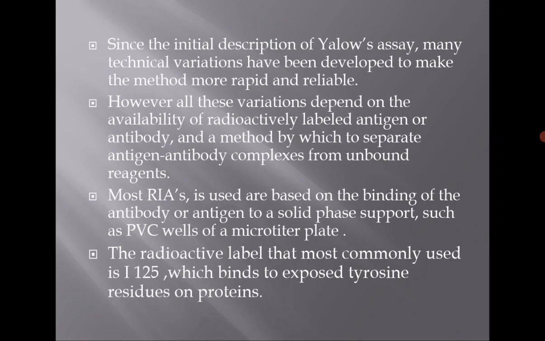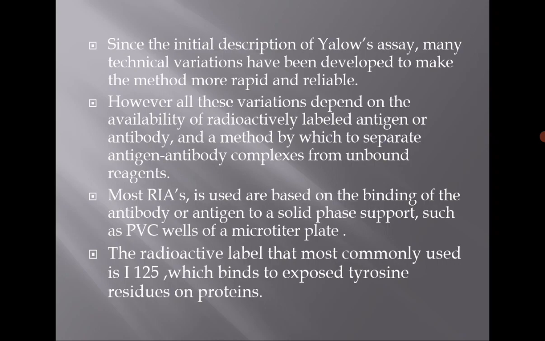However, all these variations depend on the availability of radioactively labeled antigen or antibody and a method by which to separate antigen-antibody complexes from unbound reagents. Most RIAs, that is radioimmunoassays, are based on the binding of the antibody or antigen to a solid phase support, such as PVC wells of a microtiter plate. The radioactive label most commonly used is I-125, which binds to the exposed tyrosine residue on the protein.